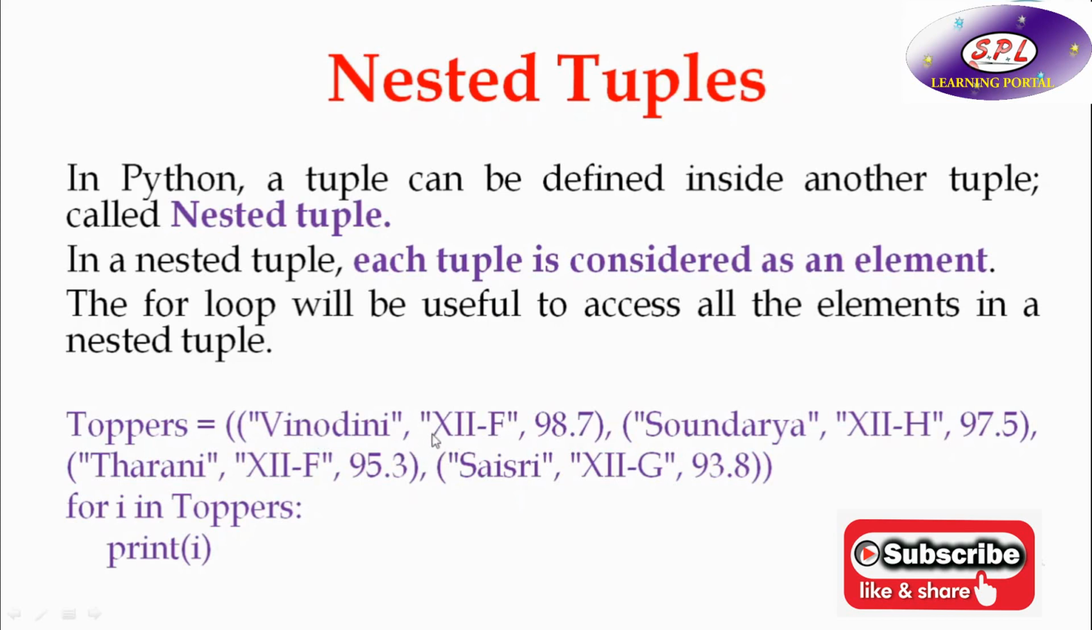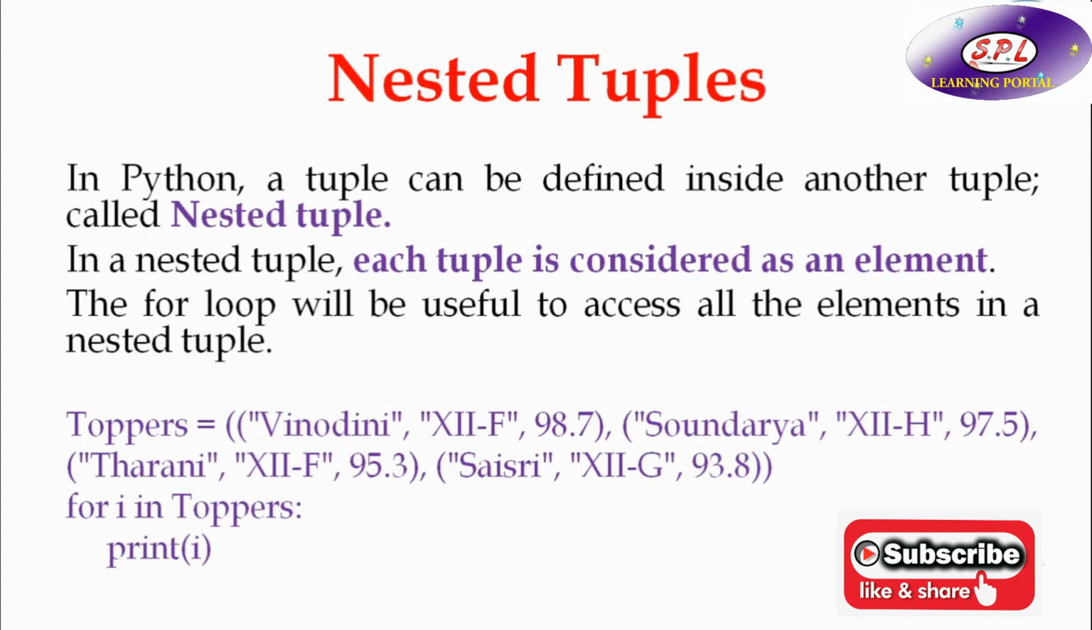For one element, we store one tuple. This is the first tuple, second tuple, third tuple, fourth tuple. All the four are created in a nested manner. So we store them inside the entire list. So the first element is 1, second element 2, 3, 4. What is the index position of the first element? 0, 1, 2. So when we say for i in toppers, the program will be executed and it displays the result.